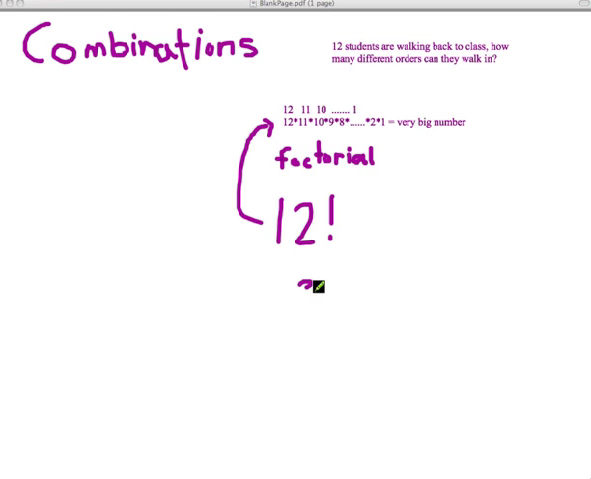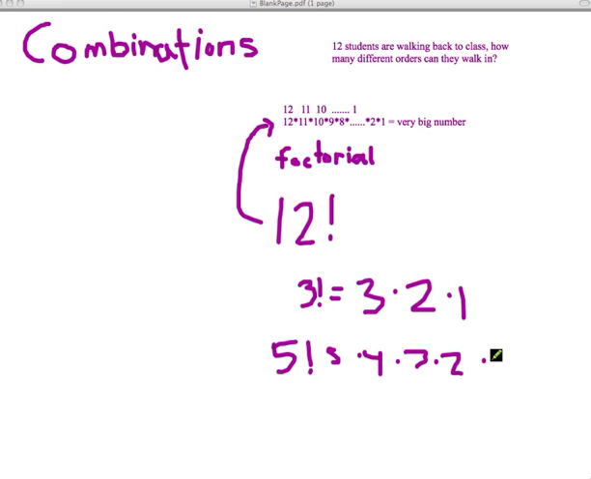So if I wrote 3 factorial, like this, 3 exclamation point, that equals 3 times 2 times 1. So the exclamation point means that number times every number 1 less until you get to 1. 5 factorial is 5 times 4 times 3 times 2 times 1.